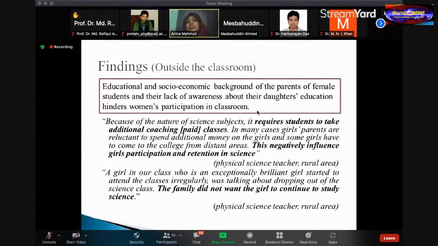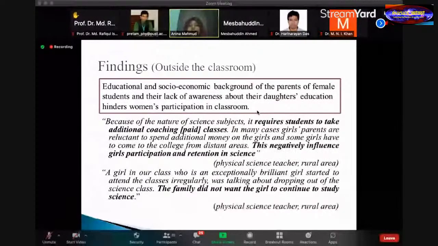Another important factor found in the study is the educational and socio-economic background of parents of female students, especially in rural settings. In rural classrooms, girls with lower educational and socio-economic backgrounds have difficulty continuing their education. For example, one girl whose family is really poor and has a low academic background was married off to a middle-aged man, because her family could not afford to let her continue science education.